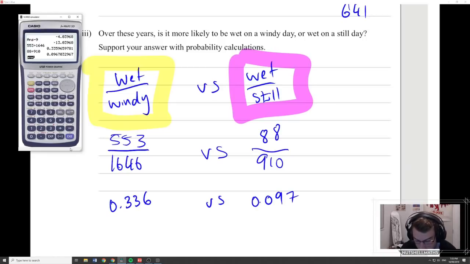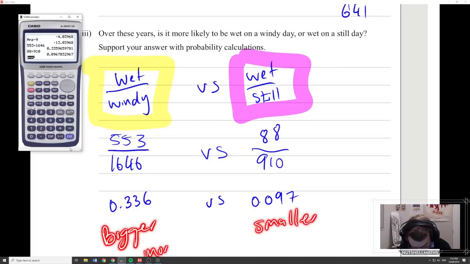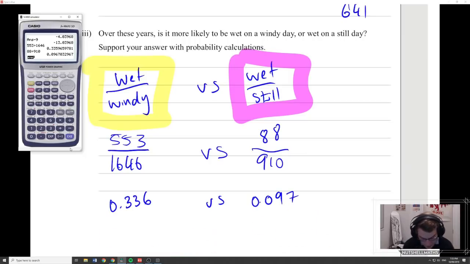Now let's read the question and see how we answer. Over these years, is it more likely to be wet on a windy day or wet on a still day? Wet on windy is more likely than wet on still because this is bigger than this. Bigger, smaller, more likely, less likely. Starting to lag. Okay. More likely and less likely. So you can write a little sentence there. More likely, less likely.